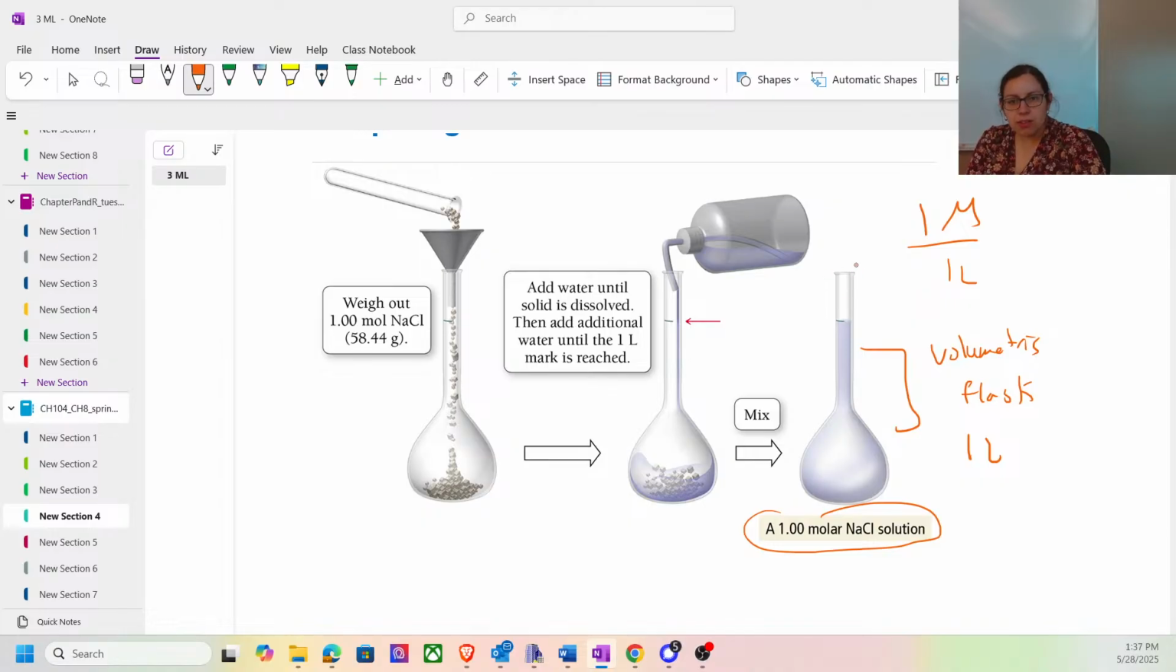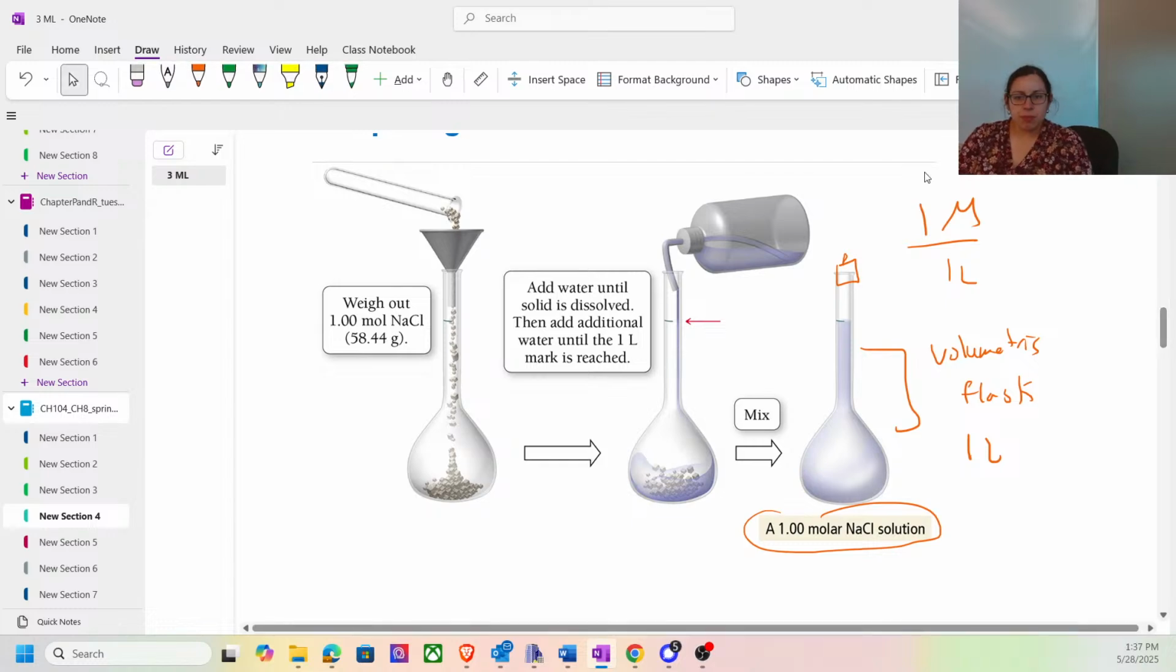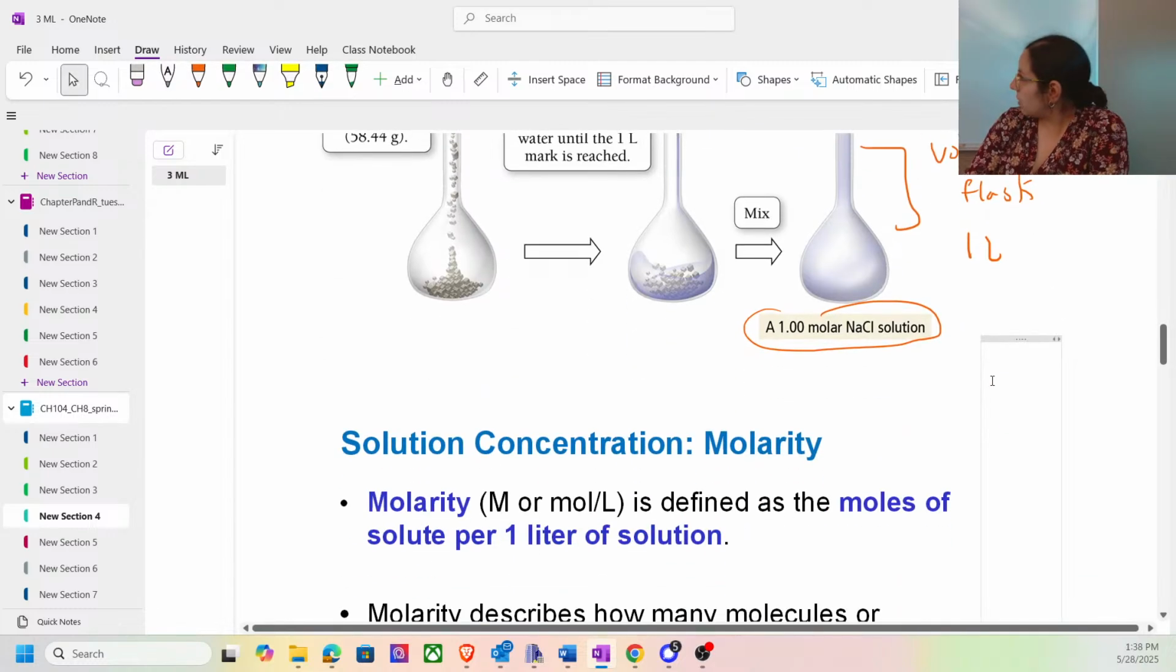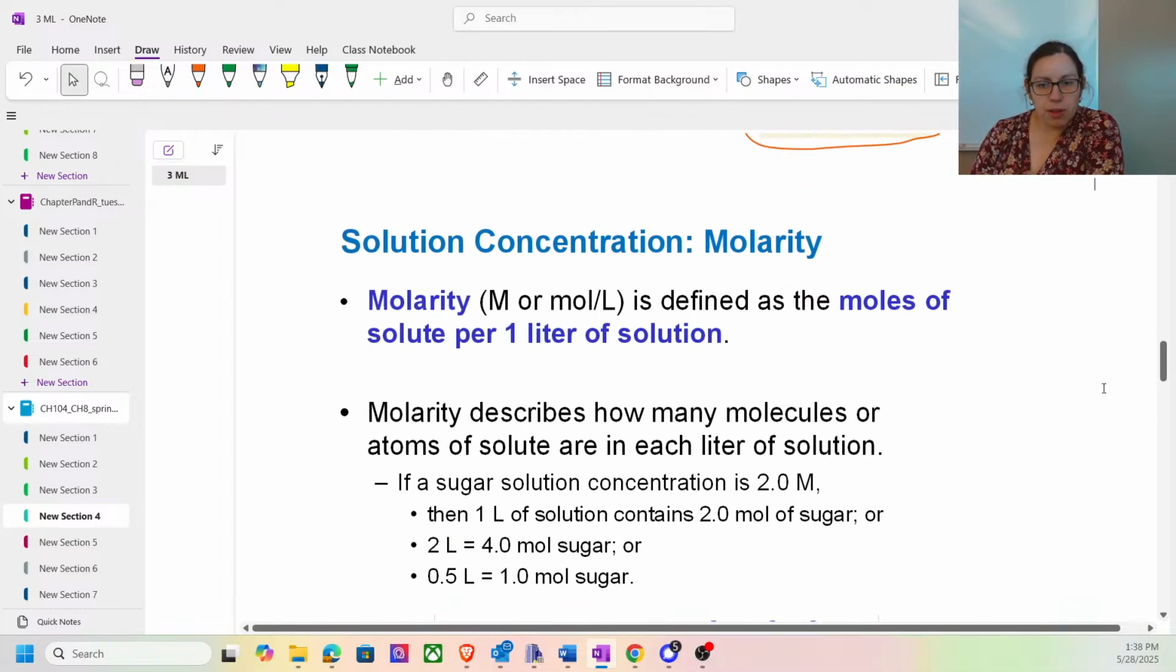And then get it to the line, and then you can kind of shake it up. It's not shown in this illustration, but usually these volumetrics have some sort of ground glass stopper here, so then you can put a stopper and then shake it, invert it so it gets all mixed. All right, so that's how you physically prepare it. So again, we're still kind of looking at the math though of all the different ways.